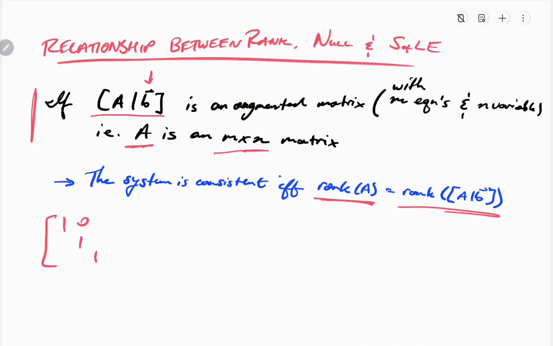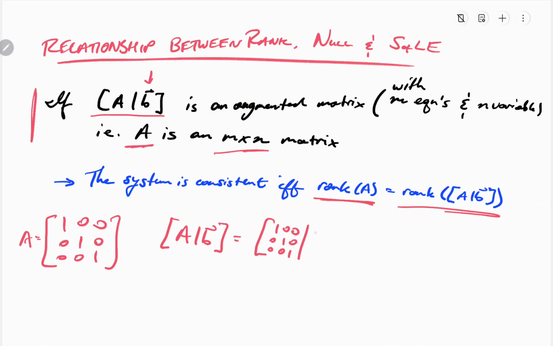Let's say we have 1, 1, 1. Let's say this is A, and this is A with the constant column vector tacked onto it. And then our solution would be, let's say, 1, 2, 3. Obviously the number of leading ones is the same in both of them, so that means this would be the only solution to this system of linear equations.